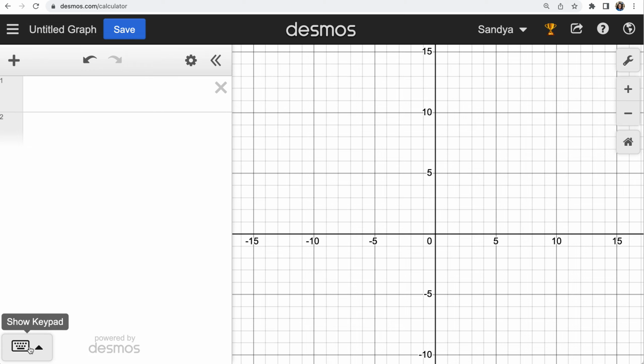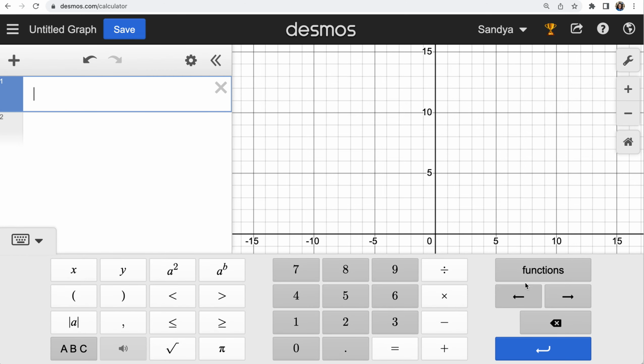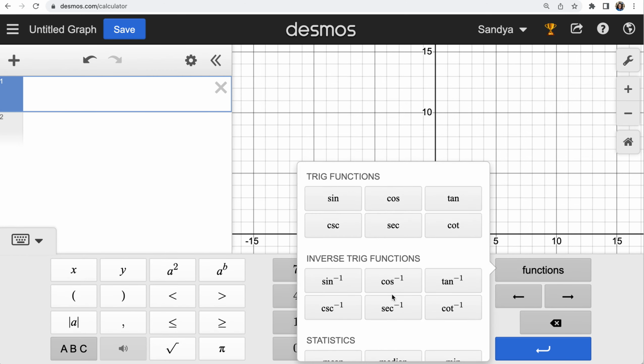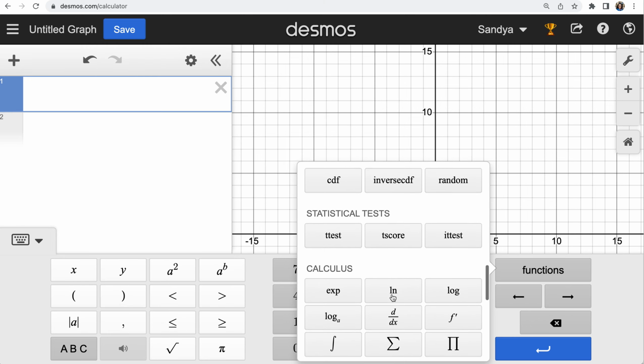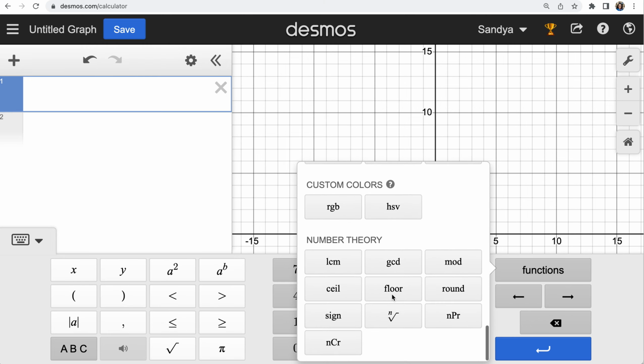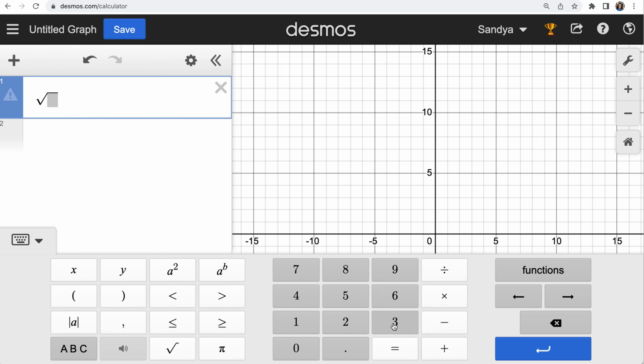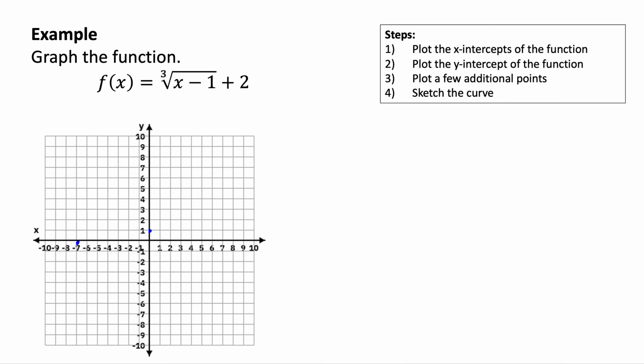You can do that by clicking this keypad, and then we're going to go to functions to find the cube root. You're going to need to scroll all the way down until it says nth root, which is right here. Then you can see the cursor is on the index. So you just enter 3 for the cube root, and you click down here, and then you're going to do x minus 1. Then we need to click out of the cube root so we can do the plus 2 on the outside. So we have the cube root of x minus 1, plus 2.